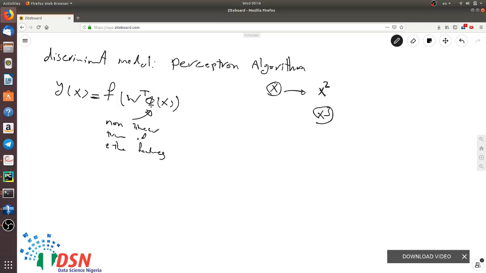So this could be a nonlinear transformation of the input data, and then this is a linear combination of the data. And what is F? F is defined as 1 when its input A is greater than 0, and -1 if its input is less than 0.